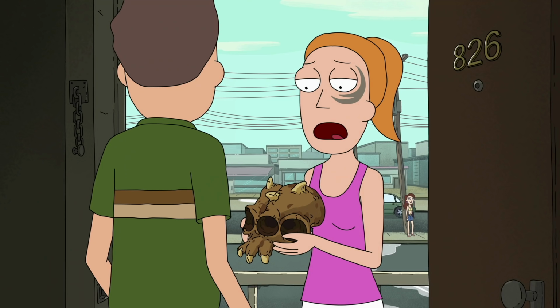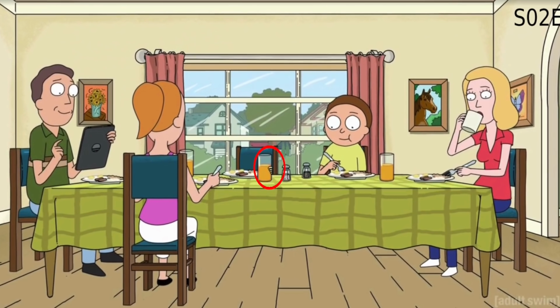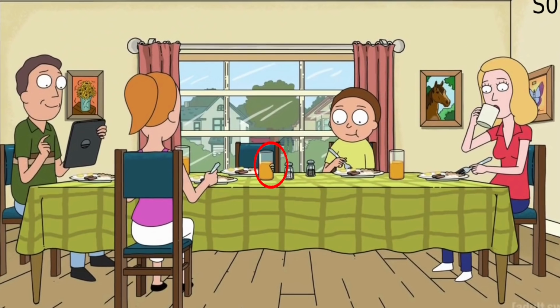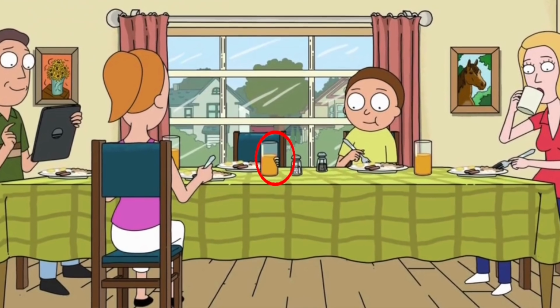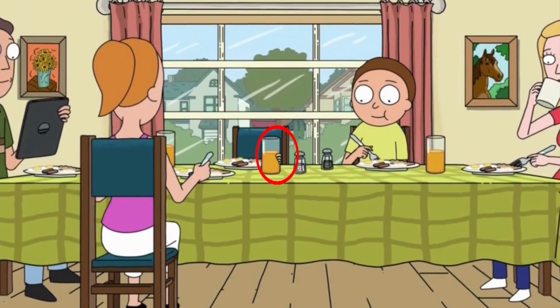Also, in the intro, there is an animation glitch. As we all know, Mr. Poopy Butthole has been removed from the season 3 intro, but in this episode, we can actually see they missed part of his hand on the dinner table.